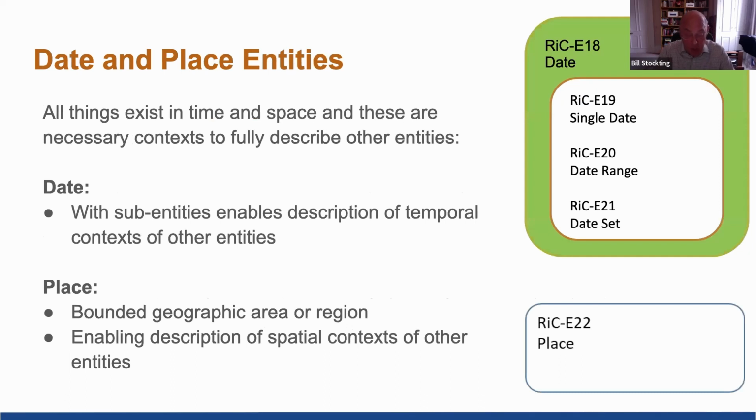The final two level 1 entities in the model are date and place. All things exist in time and space, and describing where an entity is so situated is critical to providing the context necessary to understand the entity.